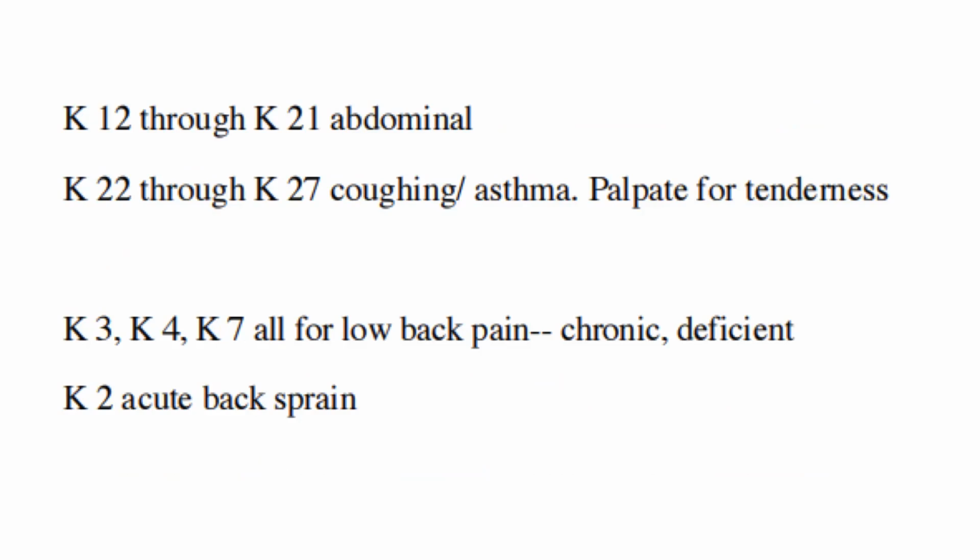Kidney 3, 4, and 7 are all for low back pain, whether chronic and deficient. Kidney 2 is for acute back sprain.